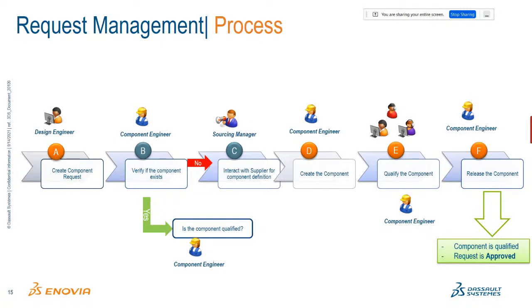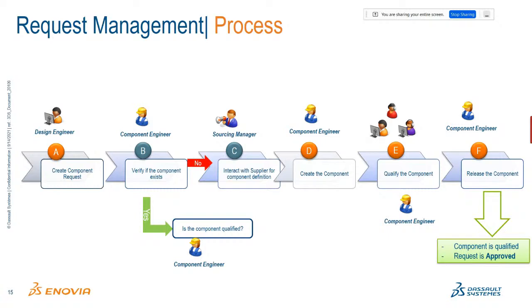So in short, the process will start by creating a new component request. So we have a design engineer who finds a need to create a new request. He initiates this request and submits it. And then the component engineer will need to verify, first of all, does this component exist? Do we have an existing source component? If it exists, the question is, is this qualified?